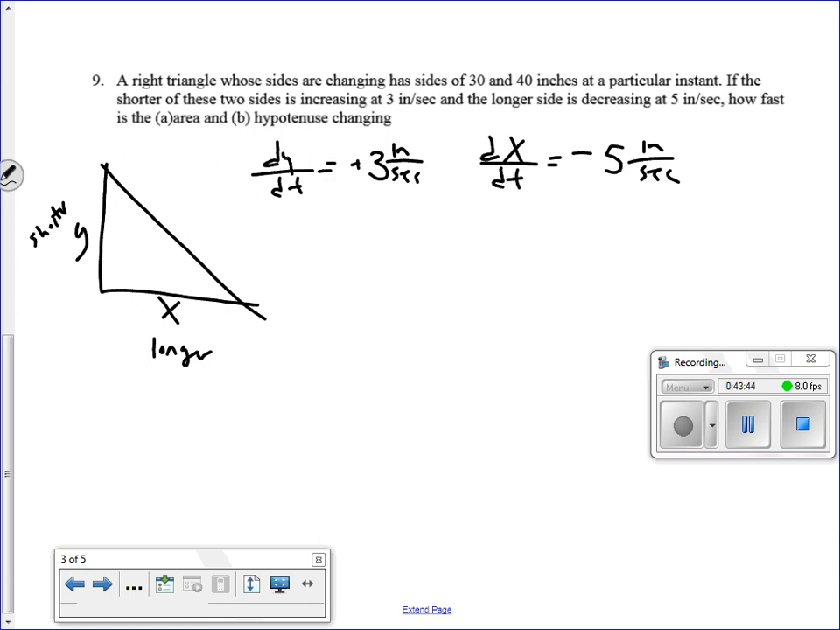changing? So let's do part A first. So part A, we're asking for the rate at which the area is changing. Okay, we'll answer this one first. So if we want to get dA/dt, we're going to need the area formula first. So area of a triangle equals 1/2 base times height. Now, I called my base x, and I called my height, oh, sorry, I called my height y.